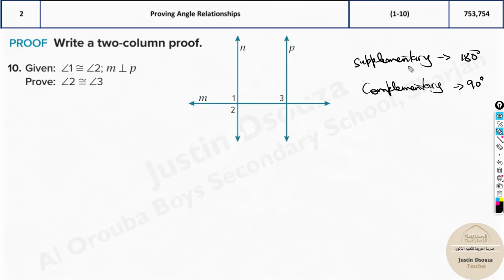Supplement is something extra. You take supplements extra and everything. So more than 90, what is extra more than 90? It's 180. So that's how I remember. Please try to remember in some way, so you'll never forget it.